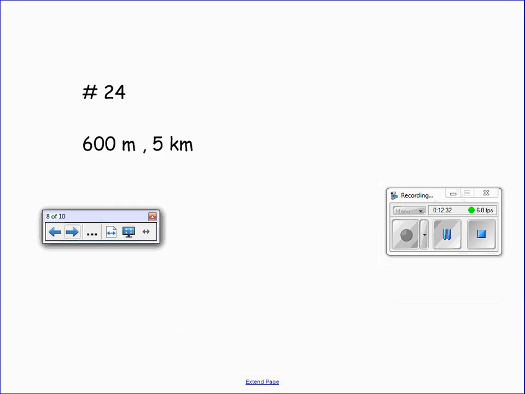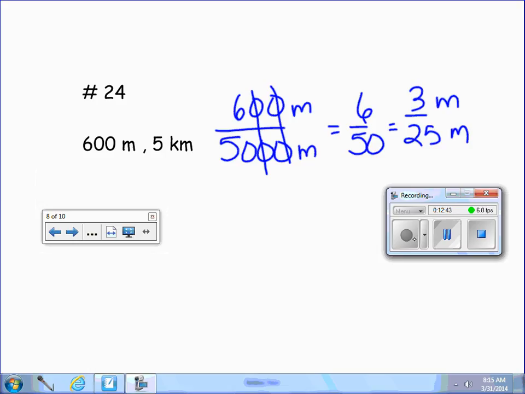Okay, in your textbook, we're going to go over a couple of homework problems. So let's look at number 24 in your homework problems for this section 8.1. Notice in this one, we had 600 meters to 5 kilometers. We changed them both to the same measurement, which would be 600 meters to 5,000 meters. We simplified it so it would finalize to be 3 meters to 25 meters. That's for all of them.